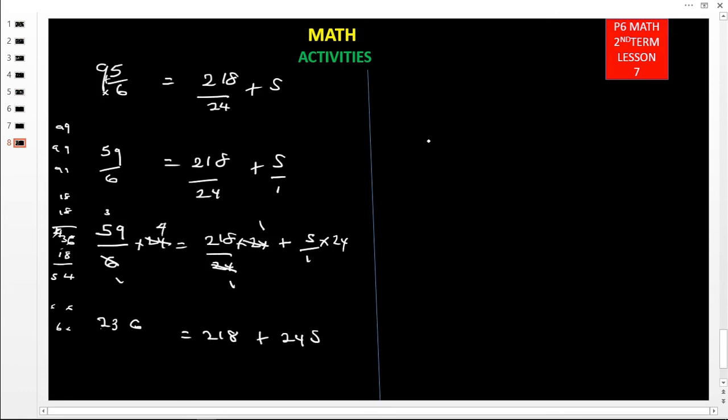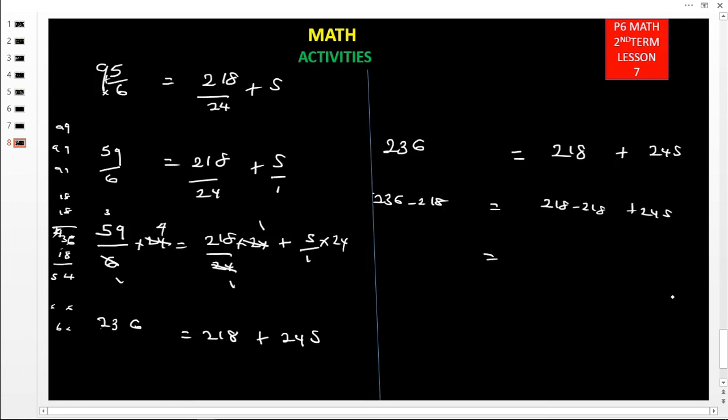Then here we are going to collect like terms. So this one is going to give us 236 is equal to, sorry, let me write it here so that we get enough space. 236 is equal to 218, then plus 24 sides. So this is going to be 236 minus 218 is equal to 218 minus 218 plus 24 sides.